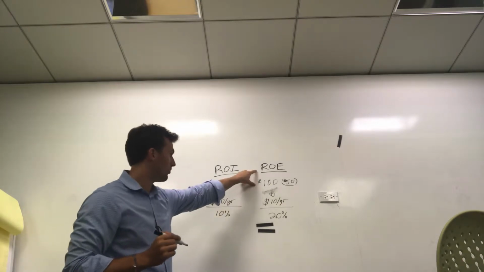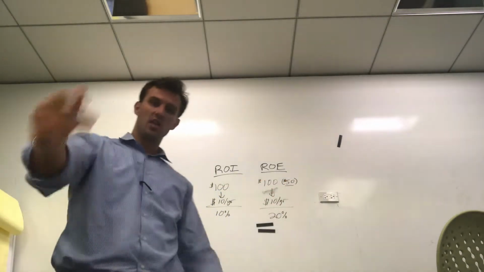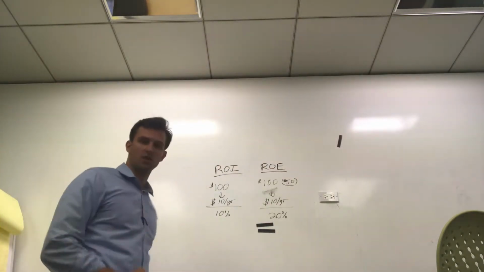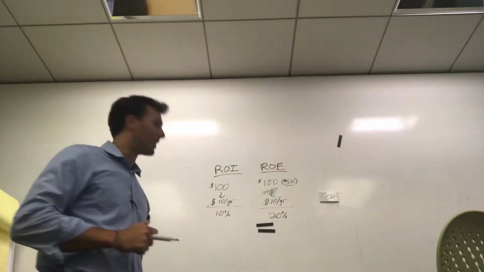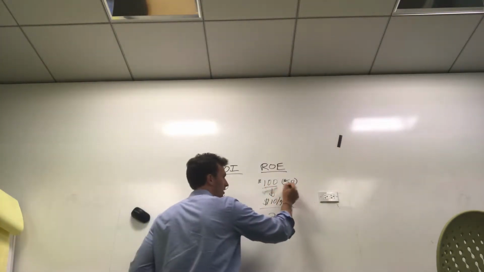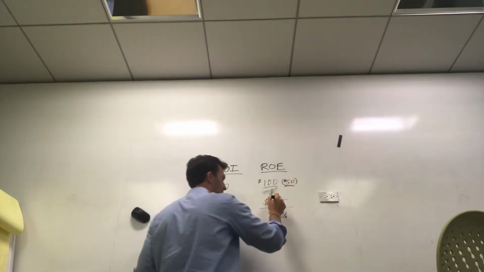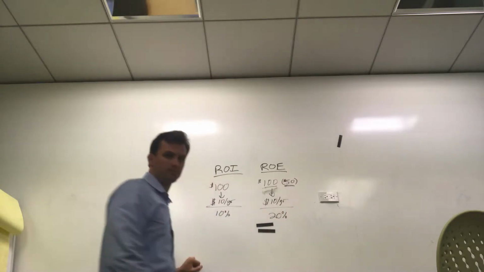In this one, return on equity, I spent $100, but I've got all these fees, insurance, taxes, all sorts of stuff. I buy a house, I have to pay a bunch of old liens on it. So I spent $100, but I only got $50 in equity, and I'm making $10 a year. 10 divided by 50 is 20%.